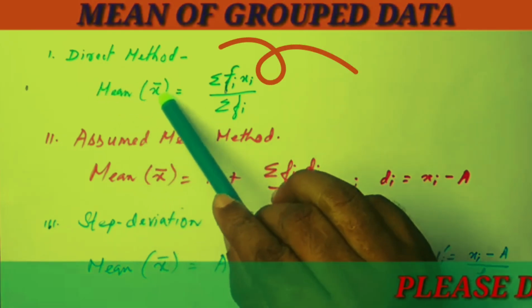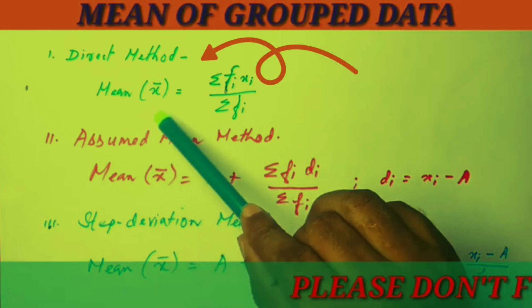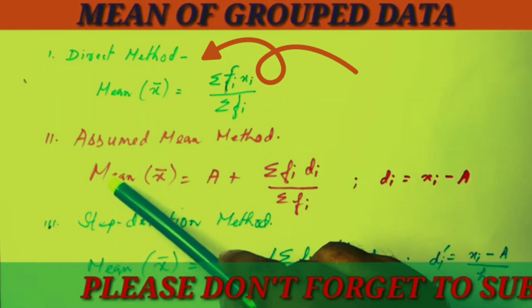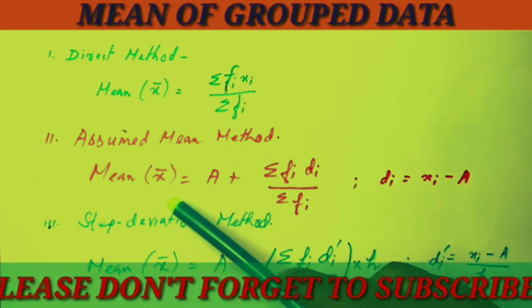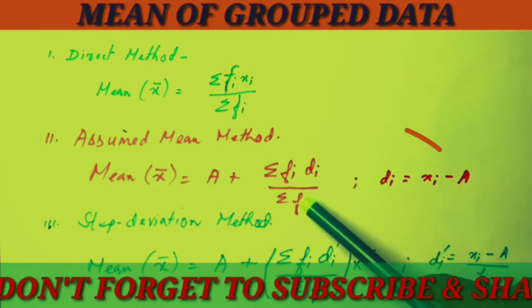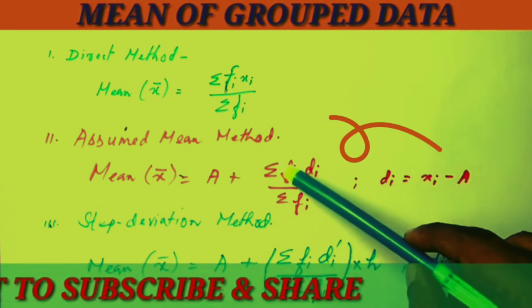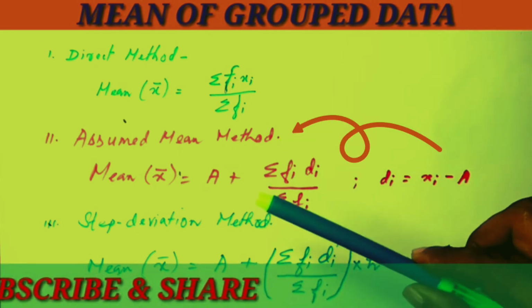First one is our direct method, which is given by mean x bar is equal to summation fi xi divided by summation fi. Our second method is the assumed mean method. Mean is given by a plus summation fi di divided by summation fi, where di is given by xi minus a. We shall discuss this f and xi later on.